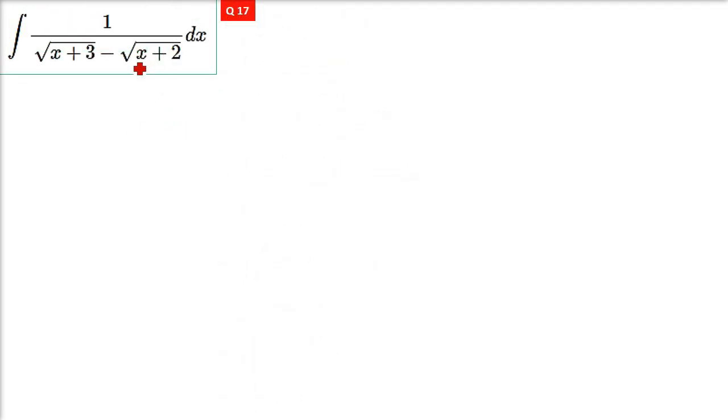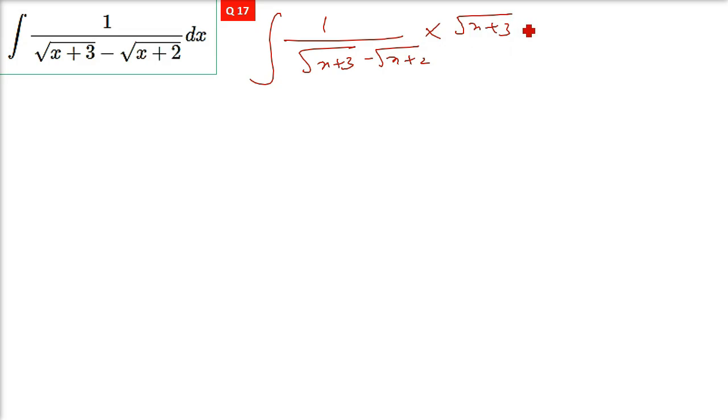Next one is 1 by (under root x plus a minus under root x plus b), as we have already done. So this is this kind of question only, so we will rationalize it. How are we going to rationalize it? Under root x plus 3 minus under root x plus 2. So we are going to multiply the numerator and denominator with the same thing which is in the denominator with the complementary sign. If it is negative, we will put positive. If it is positive, we will put negative. So here we will place plus here.